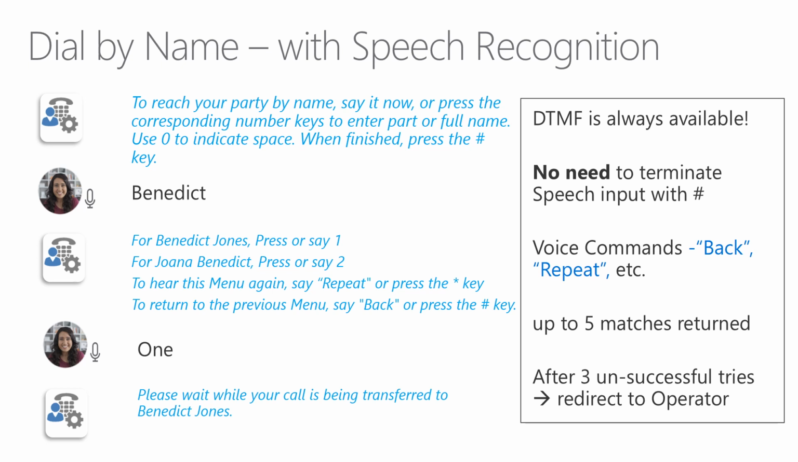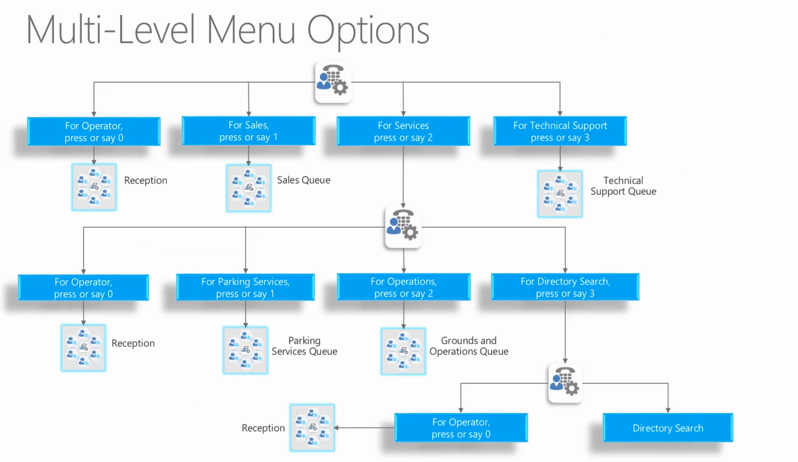You can always do DTMF. When you're done talking, it knows, okay, I'm going to search for this now. VoiceQuant does support back, repeat. There will be up to 5 matches returned, and if you still can't find the person after 3 tries, it redirects you to the operator.